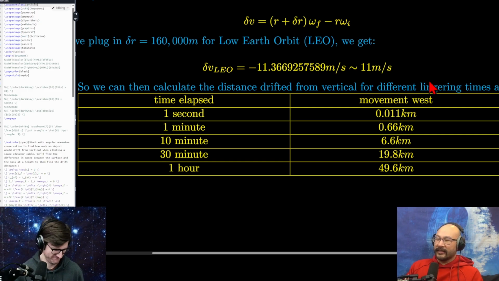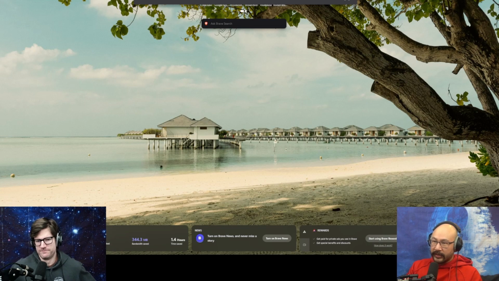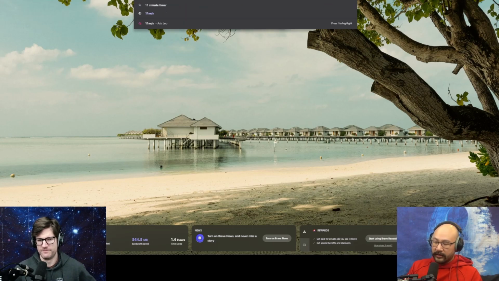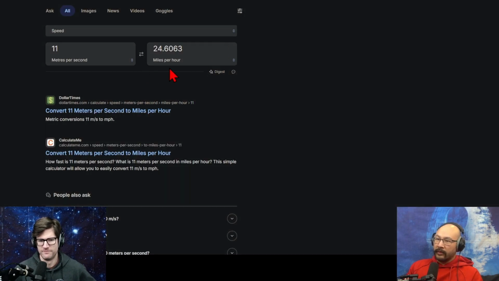Someday, when we have space elevators. Just no chance to do that. 11 meters per second. Okay. Yeah. 11 meters per second into miles per hour. 24 miles per hour. Yeah, you can't jump like that. No.